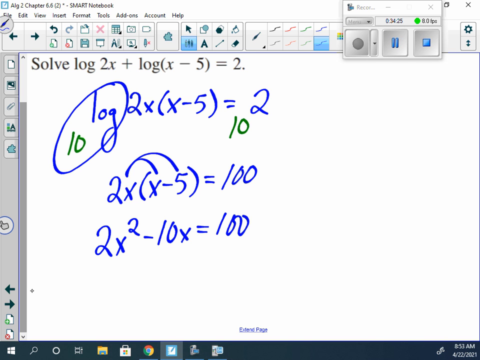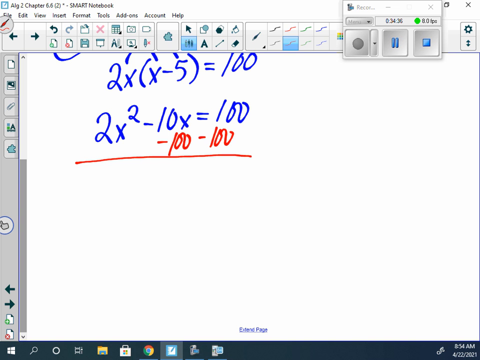So that means we need to get everything on the same side. So we're going to minus 100 from both sides, and we're going to get 2x squared minus 10x minus 100 is equal to 0.